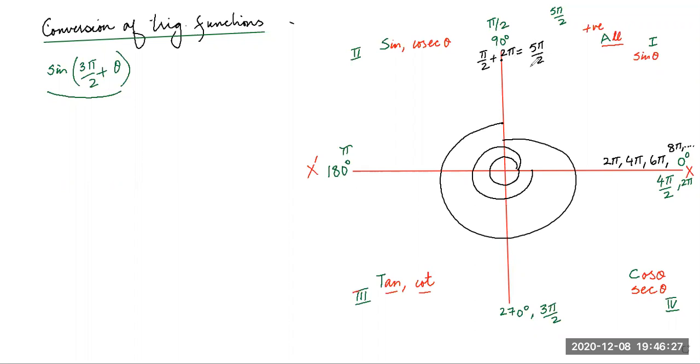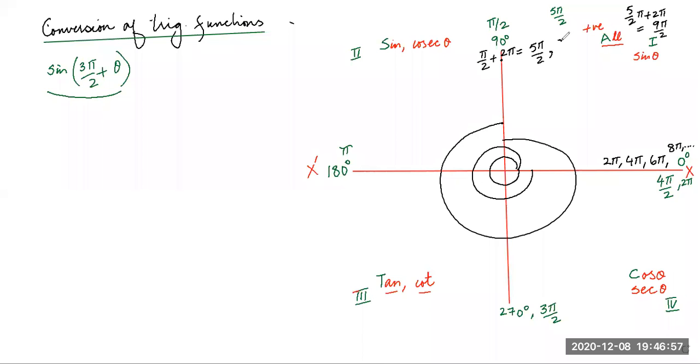Then what will be the next angle, students? 5 pi by 2 plus 2 pi. Tell me fast. Come on, students. 5 by 2 pi plus 2 pi, so it will be 9 pi by 2. Am I right? 9 pi by 2.